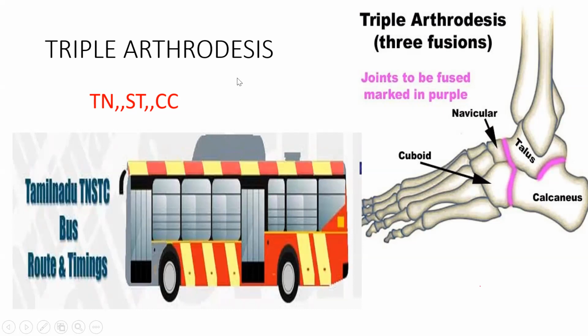So triple arthrodesis is an arthrodesis where you correct two of the deformities. It is very important and easy to remember. The crux of clubfoot is Tamil Nadu. Regarding Tamil Nadu, you have TNSTC, their bus services. Every state has its own bus services. So TNSTC is a bus service. You remember this TNSTC.